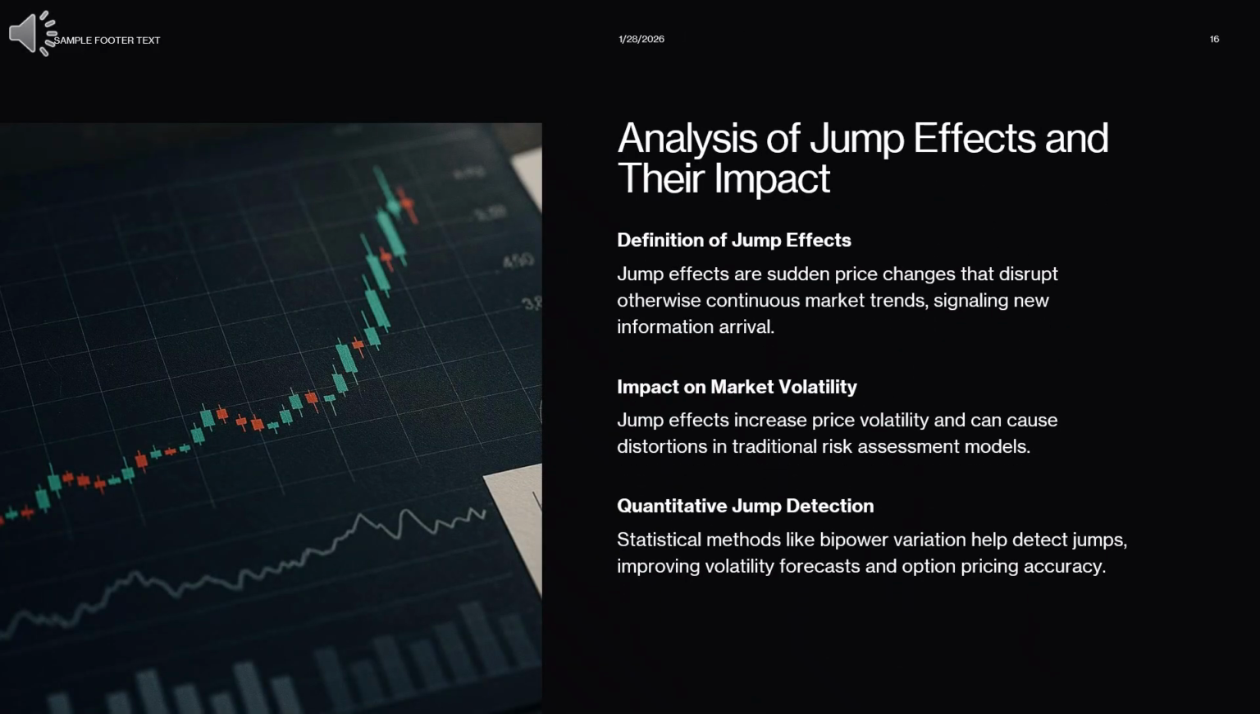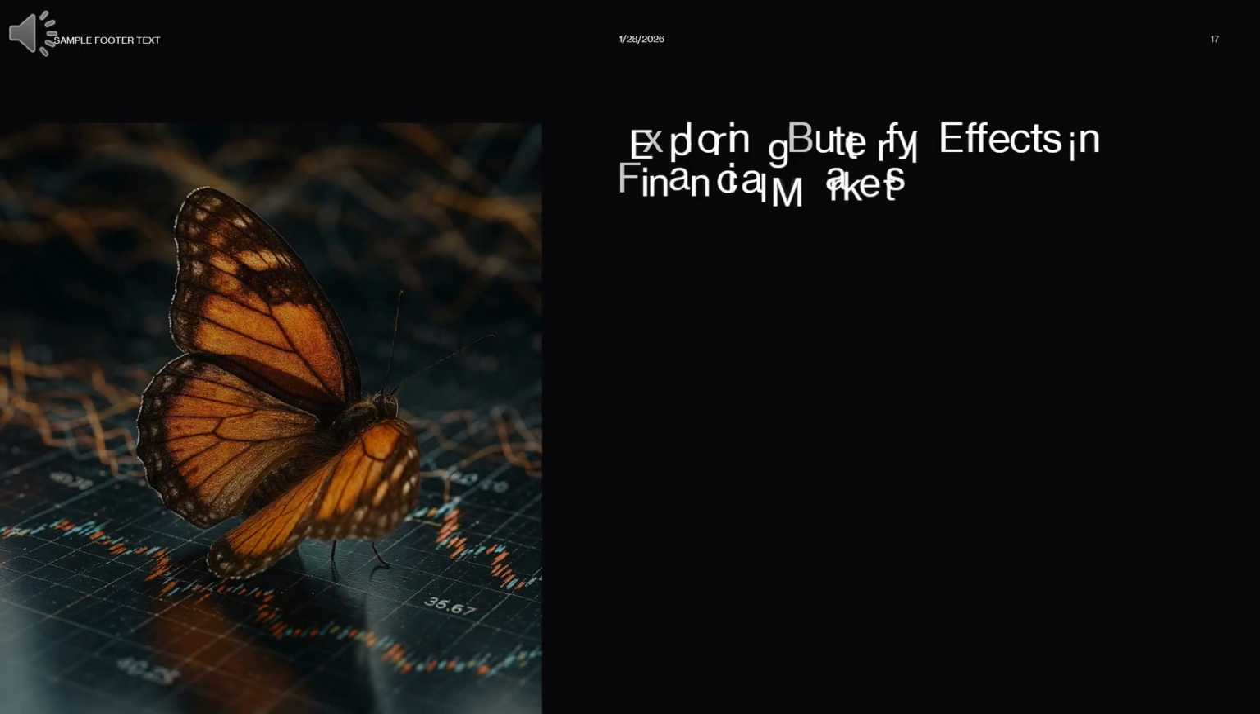Jump effects refer to sudden price discontinuities within seemingly continuous market movements, often reflecting new information absorption. These impacts increase price volatility and can distort traditional risk models. Quantitative jump detection uses statistical methods such as bipower variation, improving volatility forecasting and option pricing accuracy.